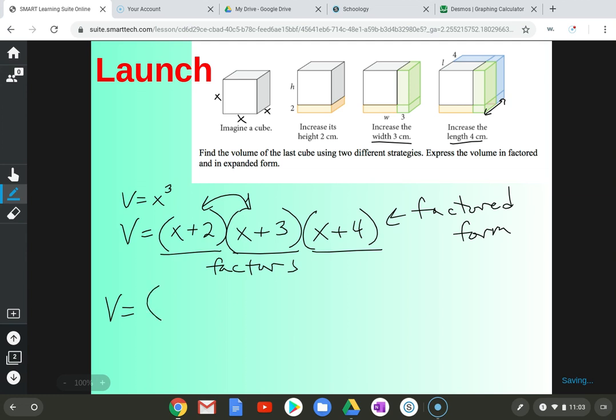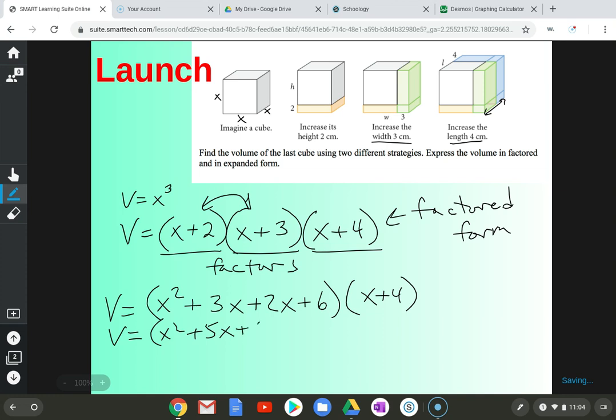Now, if we multiply these factors together, I'm going to multiply just the first two. If I multiply the first two factors together, I get x squared plus 3x plus 2x plus 6. And then I still have this little x plus 4 coming along. So I end up with x squared plus 5x plus 6 times my x plus 4. So I'm starting to expand. I'm not quite there yet. That's a squared in case you can't see it.